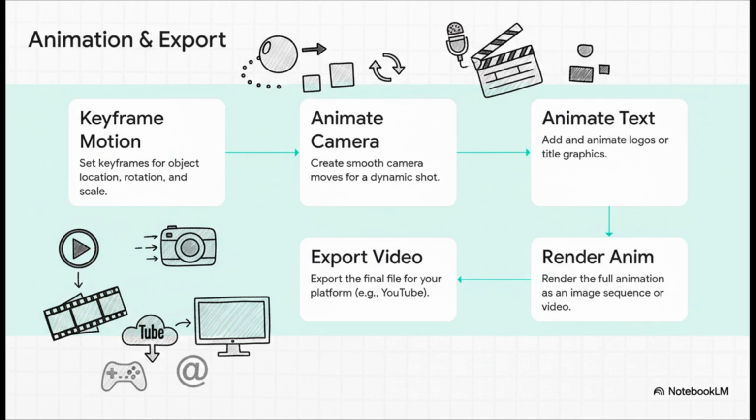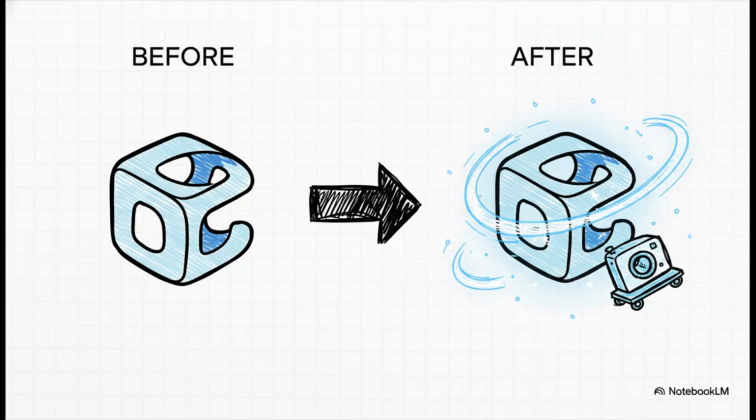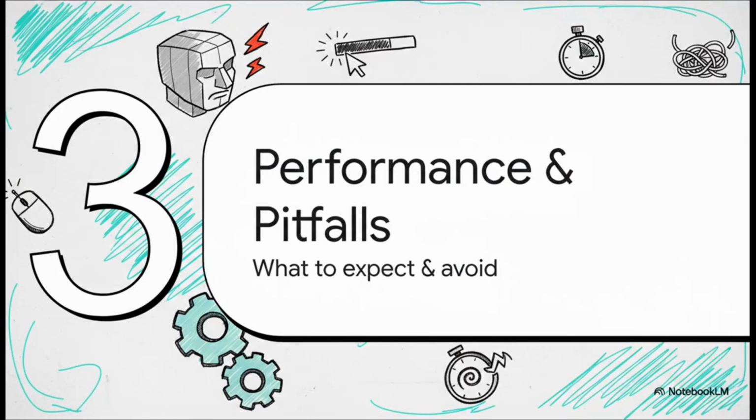game, whatever. And seriously, don't sleep on this step. A still image is cool, but adding even a tiny bit of motion, like a slow, smooth camera pan, is what takes your project from good to, whoa, that looks professional. It's that final layer of polish that really makes your work stand out and grab people's attention.